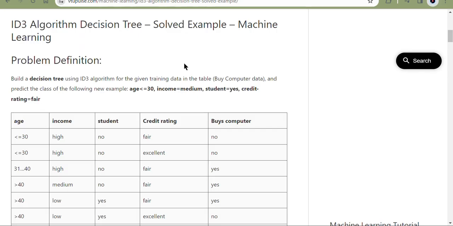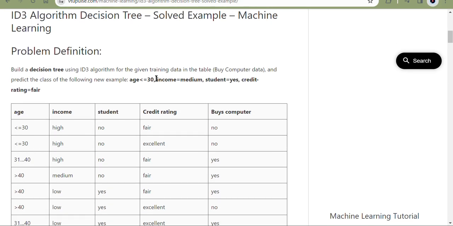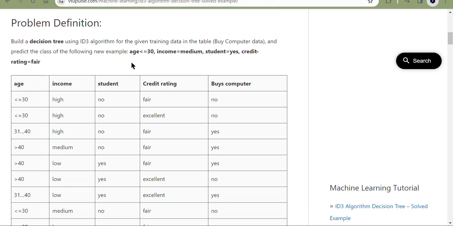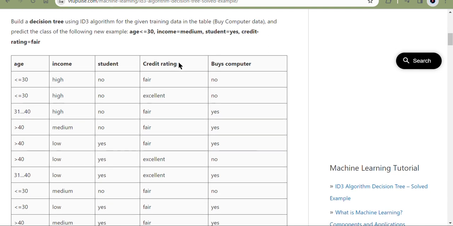So here we are with our solution. The problem definition: build a decision tree using the ID3 algorithm for the given training data in the table buys computer, and predict the class of the following example. Age is less than or equal to 30, income is equal to medium, student is equal to yes, and credit rating is equal to fair.